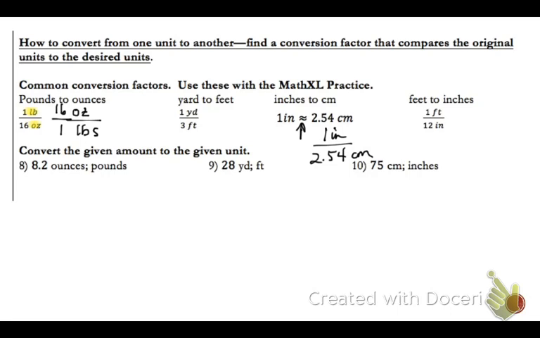Now the way that you pick a conversion factor is you look at the unit that you have and compare it to the one that you want to convert to. So we want to go from ounces to pounds.